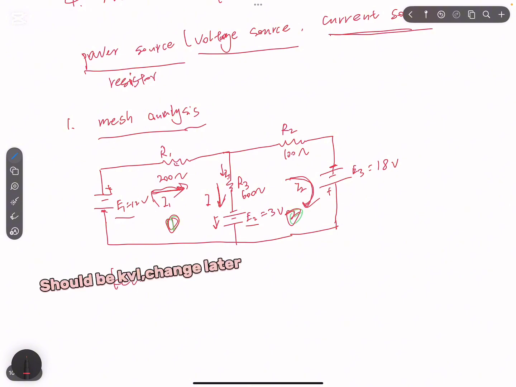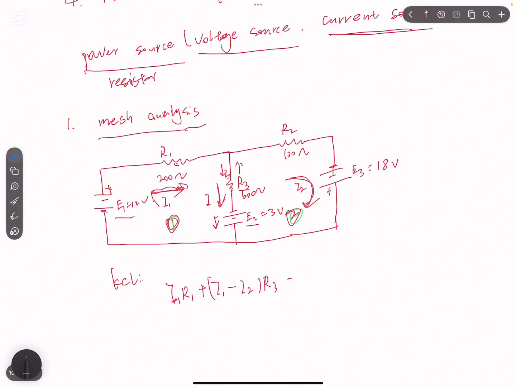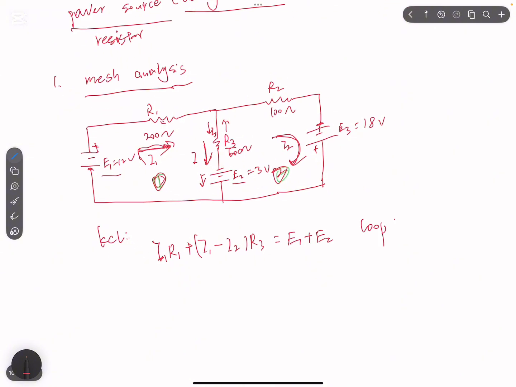For the first loop, we have I1 going through R1, so this is used power. Then we have another resistor, R3. For R3, I1 goes down and I2 goes up, so the total current for this one will be I1 minus I2 times R3. We have two power sources, E1 and E2. The total power will be E1 plus E2 because they have the same direction. So this is our loop 1 equation.